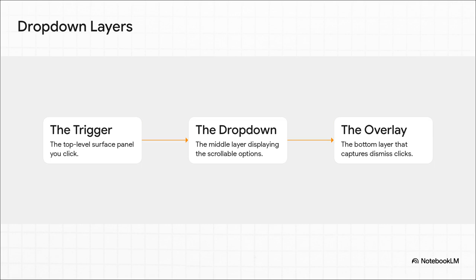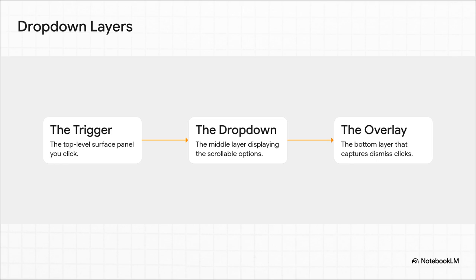To make this abstract code feel a bit more tangible, think of the architecture as a 3-layer cake based on Z-order. When you interact with it, here is exactly what happens. First, you have layer 1, the trigger. This is the topmost surface panel holding the text and the little chevron arrow that you actually click. When you click it, it summons the other 2 layers.